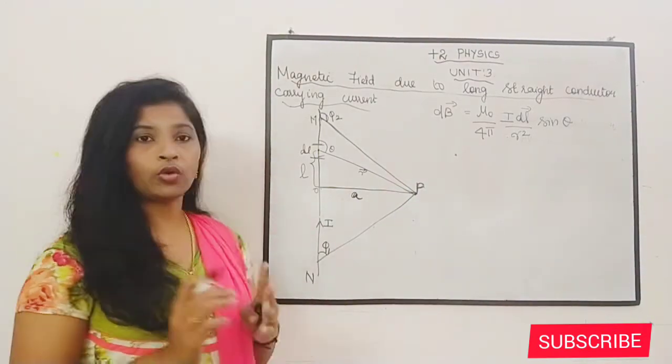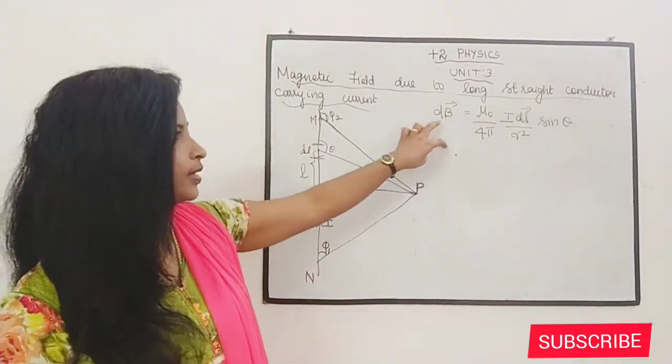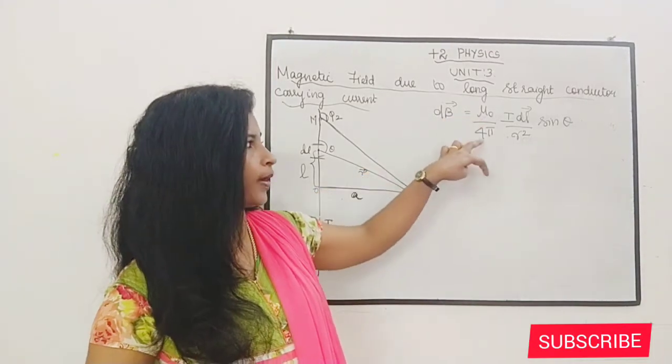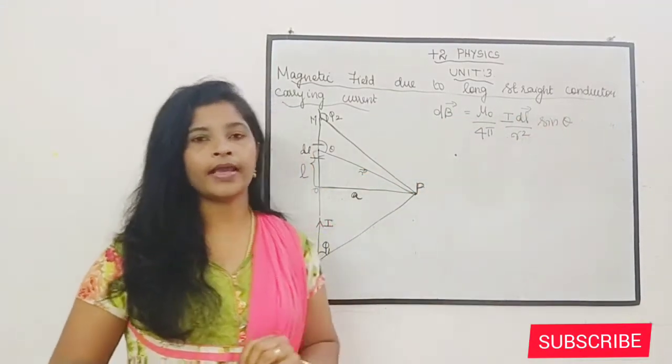Okay, so we know what the Biot-Savart law is, that is dB vector is equal to mu naught by 4 pi, I dl sin theta by r square.